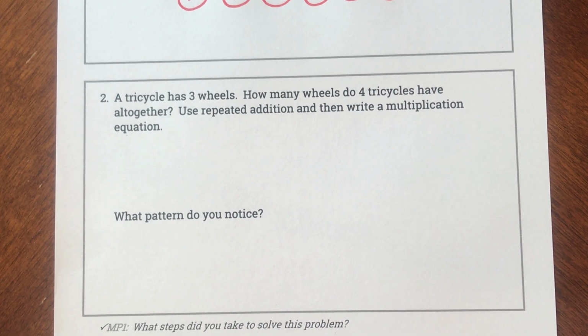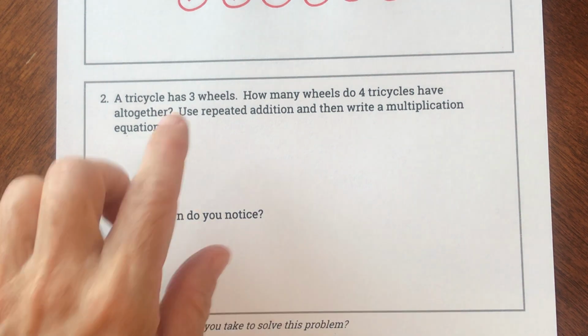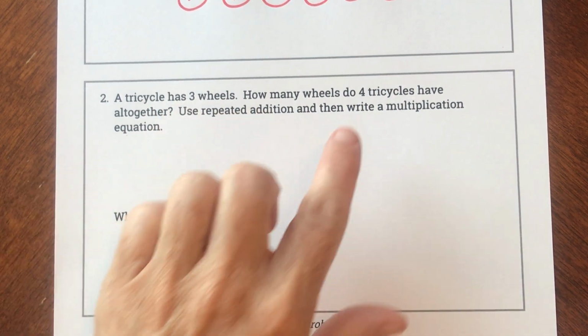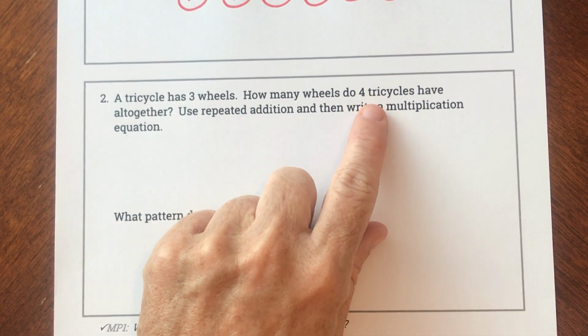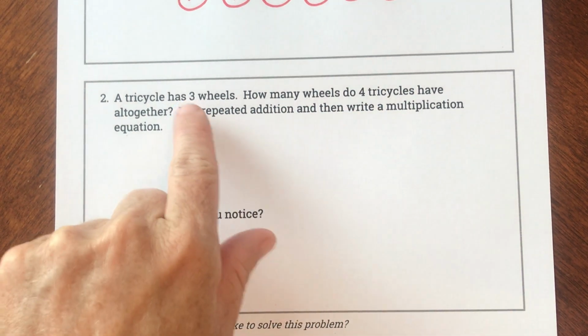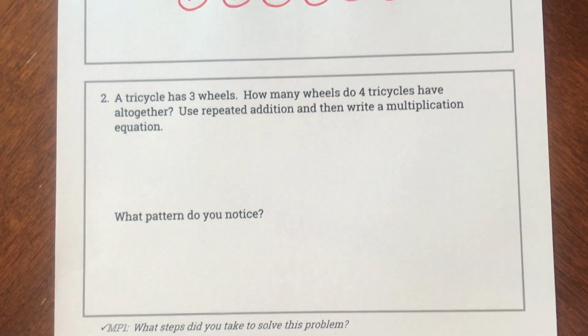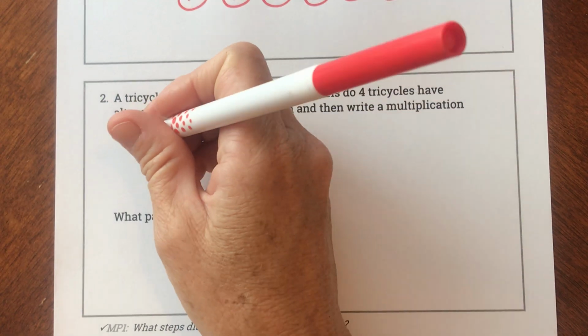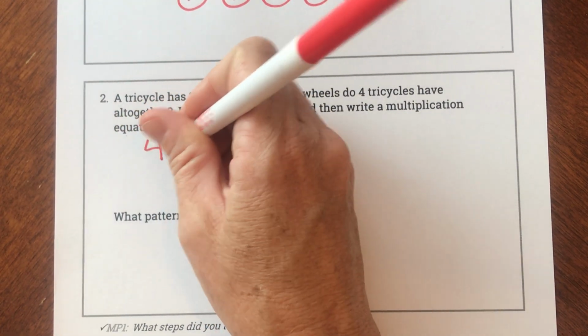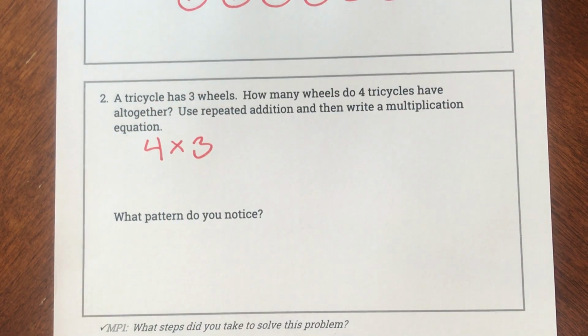A tricycle has 3 wheels. How many wheels do 4 tricycles have altogether? Use repeated addition and then write a multiplication problem. Okay, so what is this asking us? Even though they put the 3 first, this is really saying if I had 4 tricycles and they each have 3 wheels. So really what this is saying is 4 tricycles with 3 wheels each.